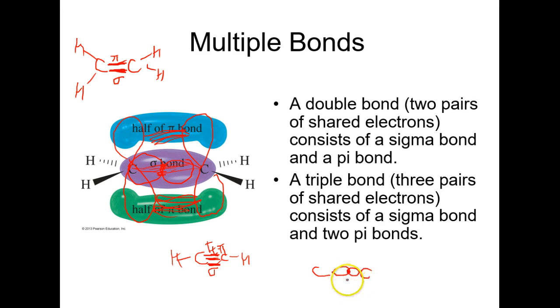So that's my head-on overlap, my sigma bond, and then I'll have a p orbital in the y plane, which overlaps each other, and then I'll have another p orbital in the z plane coming in and out of the board, or the screen in this case, with a side-on overlap. So each of those is a pi bond, followed by the sigma bond in the middle.